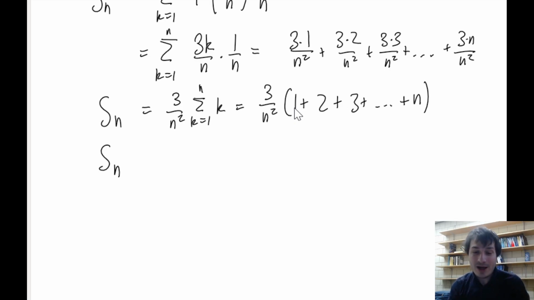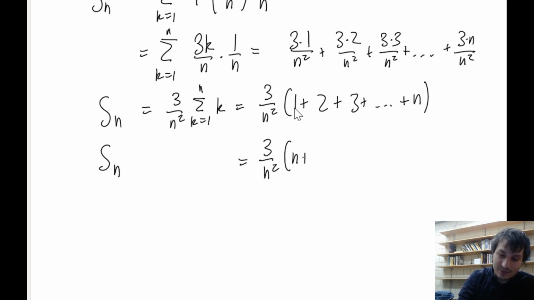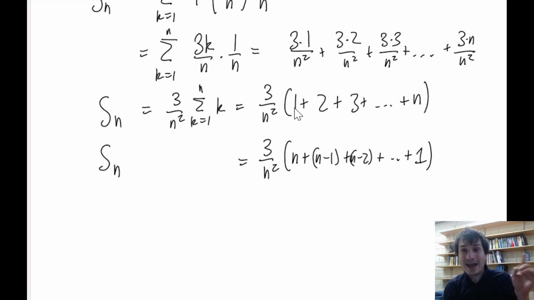And equally well, you could write it the other way. You could write it as n plus n minus 1 plus n minus 2 all the way up to plus 1. So you could add up Sn either way. You could add it up 1 plus 2 plus 3 all the way up to n, or you could start at n and work down. Both of them are equal to Sn.